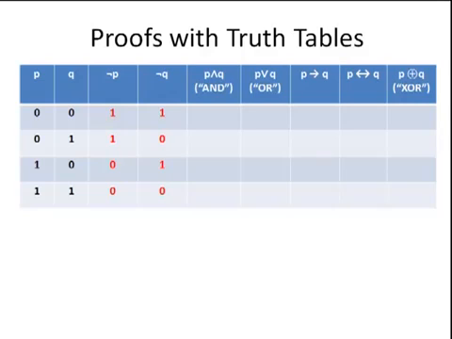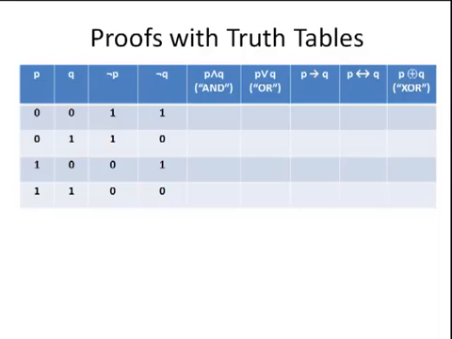So in the first row there, p is equal to 0. That means the negation of p is 1. In the second row, the value of p is 0 also, so the negation is 1 as well. The same thing works for q. If q is 0, the negation of q is 1, and if q is 1, the negation of q is 0. So that's a quick reminder of negations, or the not operations.